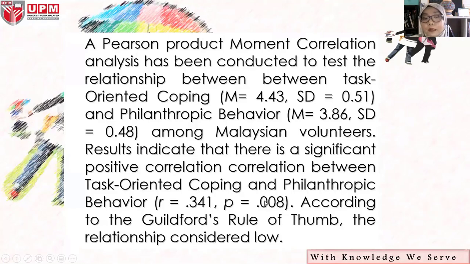Then you report the result, both r and the significance. So r equals 0.341, p equals 0.008. Or you can also report the significance value as p less than 0.05. This is also acceptable, instead of reporting the exact result. According to the Guilford rule of thumb, the relationship is considered low.